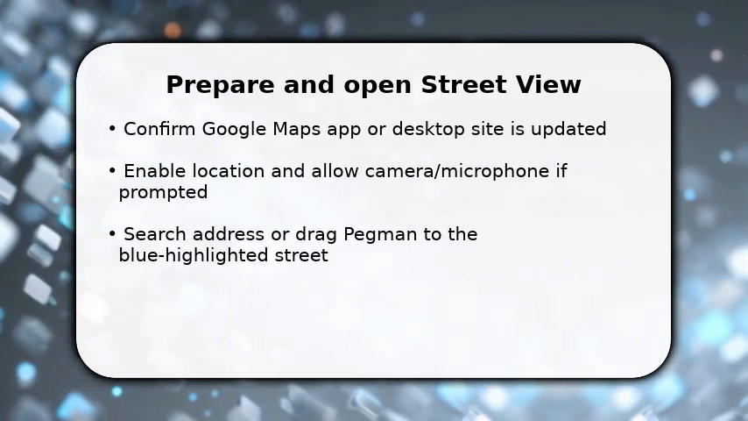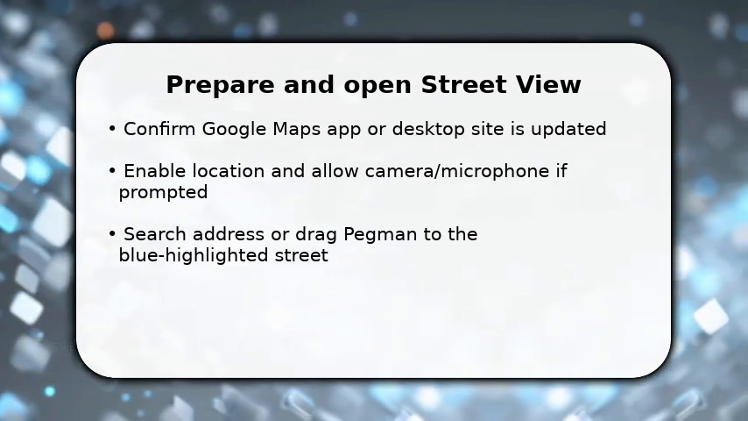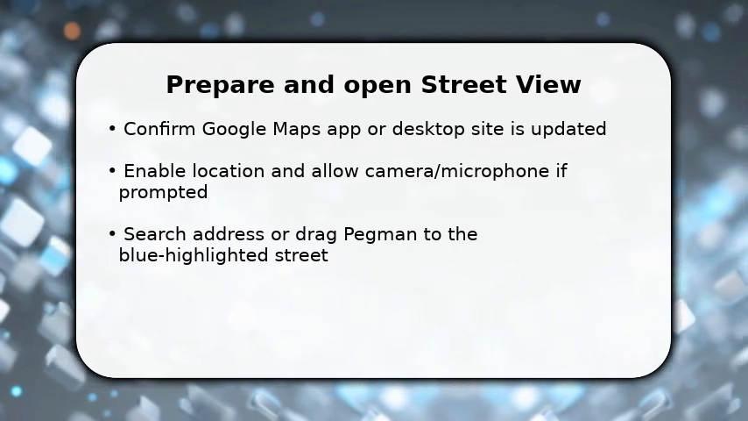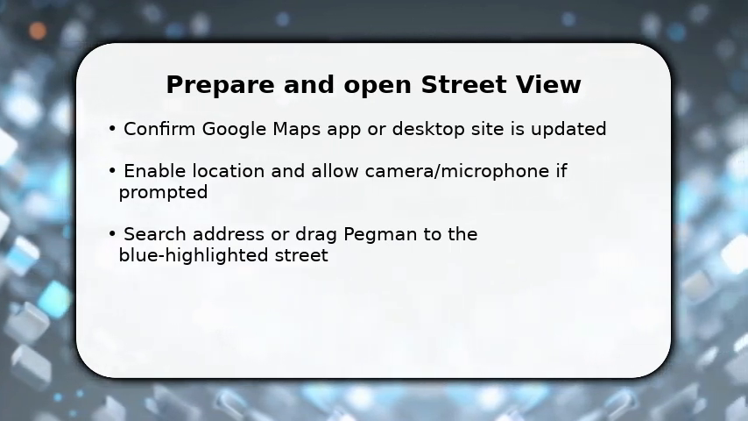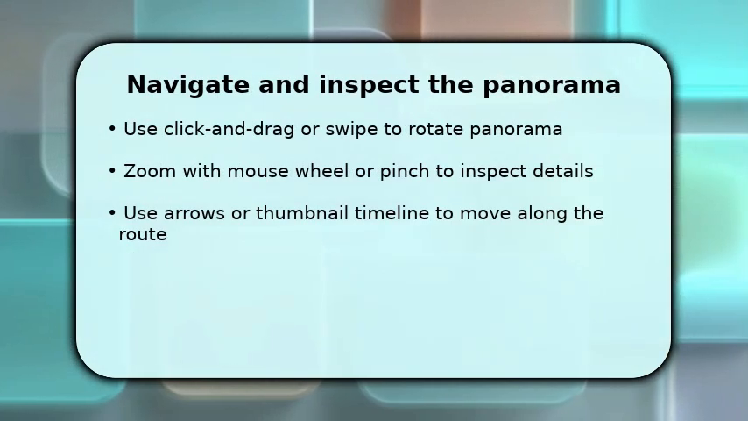If you want user-contributed 360s, tap Layers and enable Street View or Photos. This gets you into the immersive mode quickly, so you can begin navigating the 360-degree view. Now you're inside the panorama.